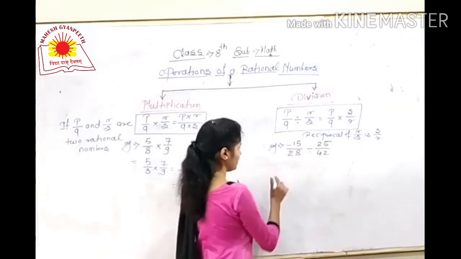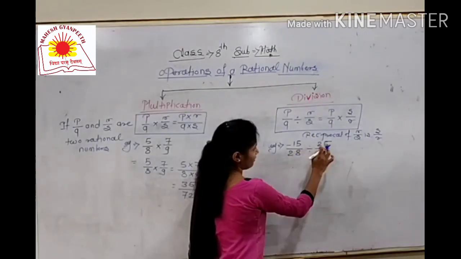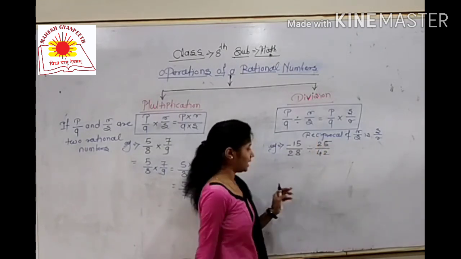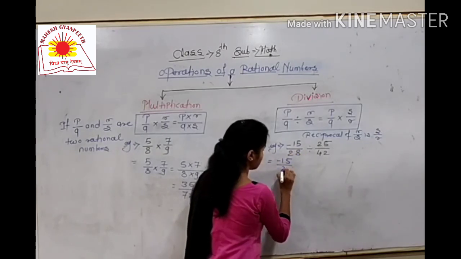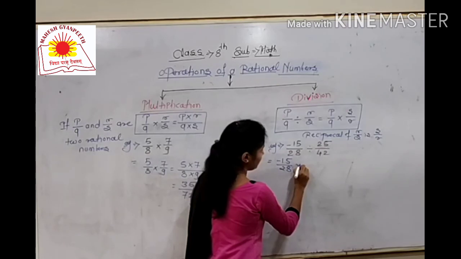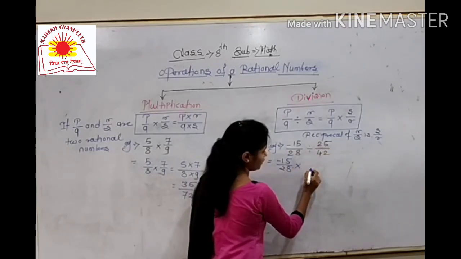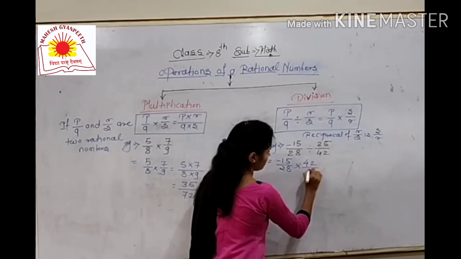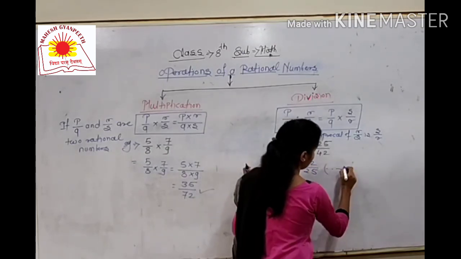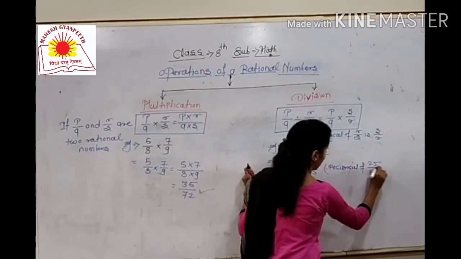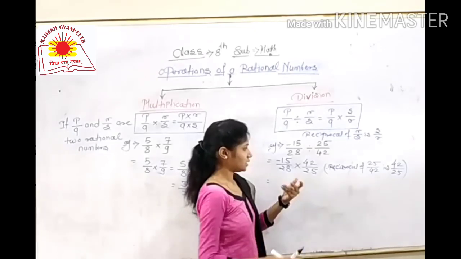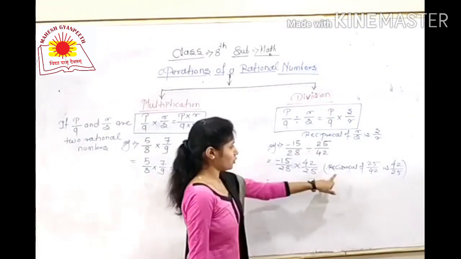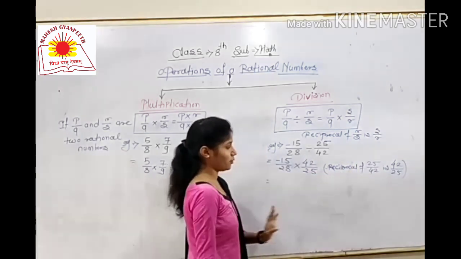Okay, let's see an example: minus 15 upon 28 divided by 25 upon 42. Okay, then how to solve this example? Minus 15 upon 28 we write as it is, minus 15 upon 28, multiplied by the reciprocal of 25 upon 42, which is 42 upon 25. Okay, what is this? It is a reciprocal. The reciprocal of 25 upon 42 is 42 upon 25.